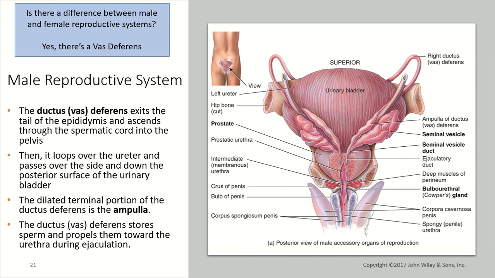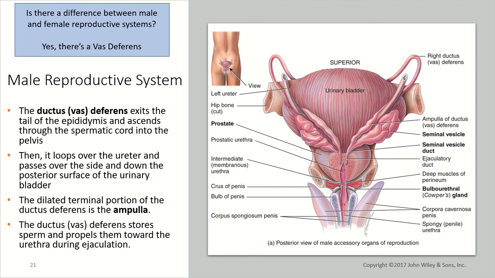So the next part of the male reproductive system for the ducts of the testicles is the ductus deferens, or the vas deferens, and this is going to exit the tail of the epididymis, and it's going to ascend through the spermatic cord and into the pelvis. All right, then it's going to loop over the ureter, which we see here, and then it's going to pass over the side and down the posterior surface of the urinary bladder, which we can see here. So this is the dilated terminal portion of the ductus deferens, or the vas deferens, and this is called the ampulla.